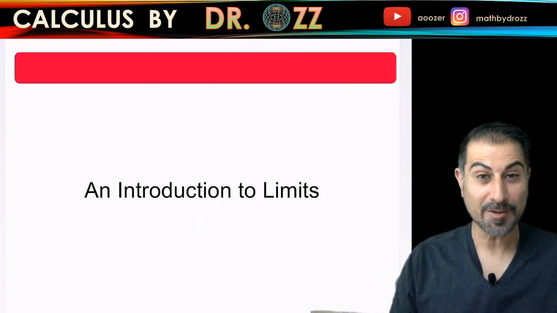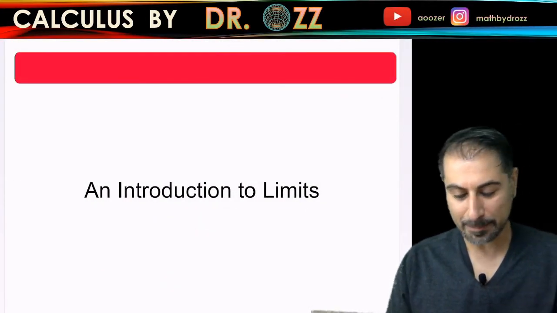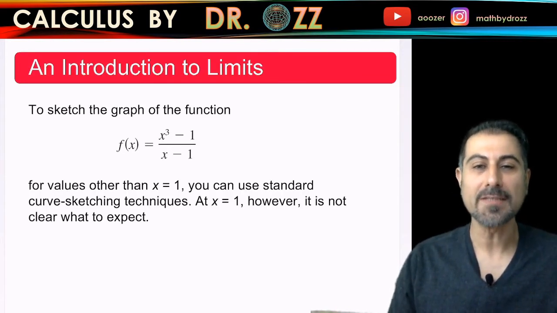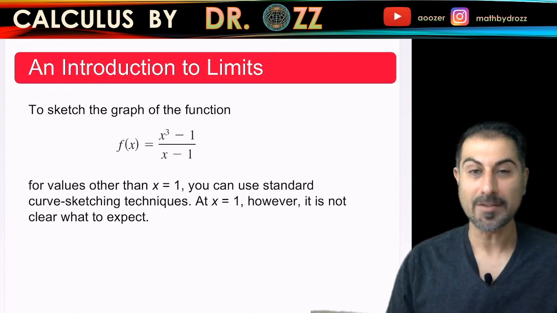All right, I want to introduce the limit concept on a very cool example. Here we go. We have f of x equals x cubed minus 1 divided by x minus 1. And this is a rational function.